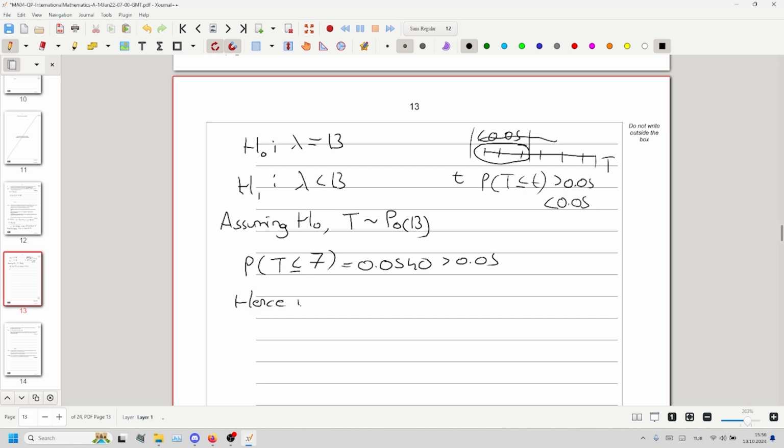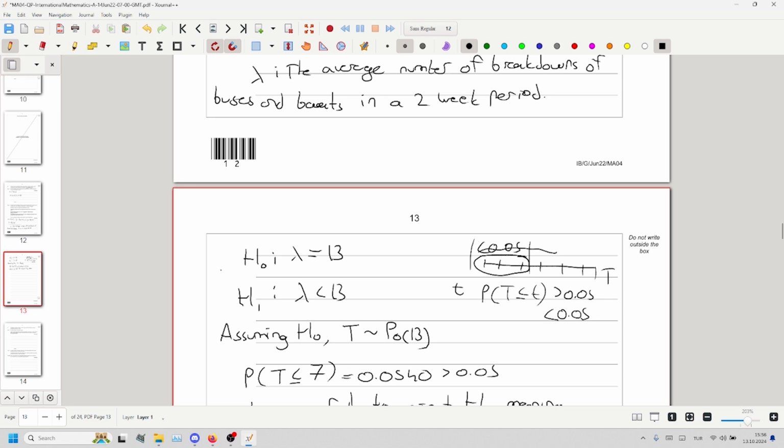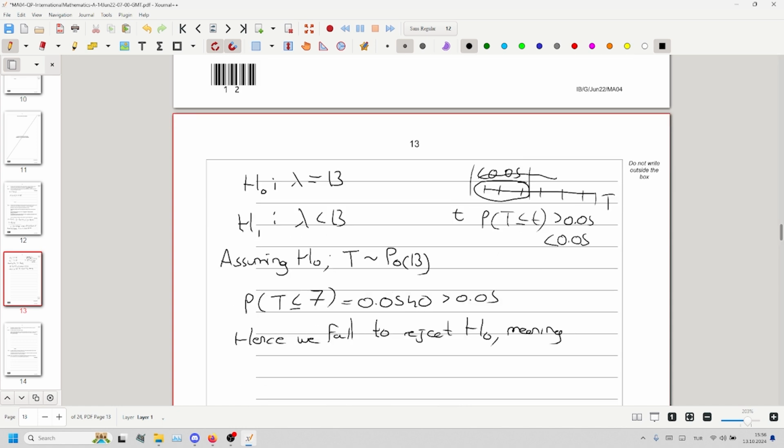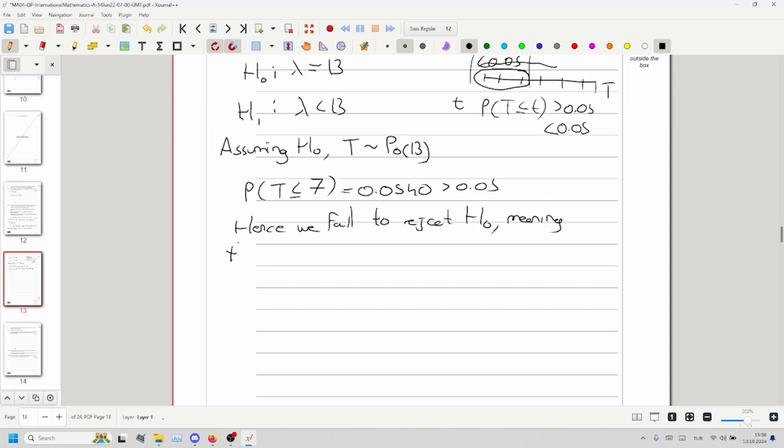Hence, we fail to reject H0, meaning, and now we have to connect this to the context. So if we fail to reject H0, that means there isn't sufficient evidence to support the company's claim, which is H1. So there isn't sufficient evidence. Let's write that. There isn't sufficient evidence to support the claim.